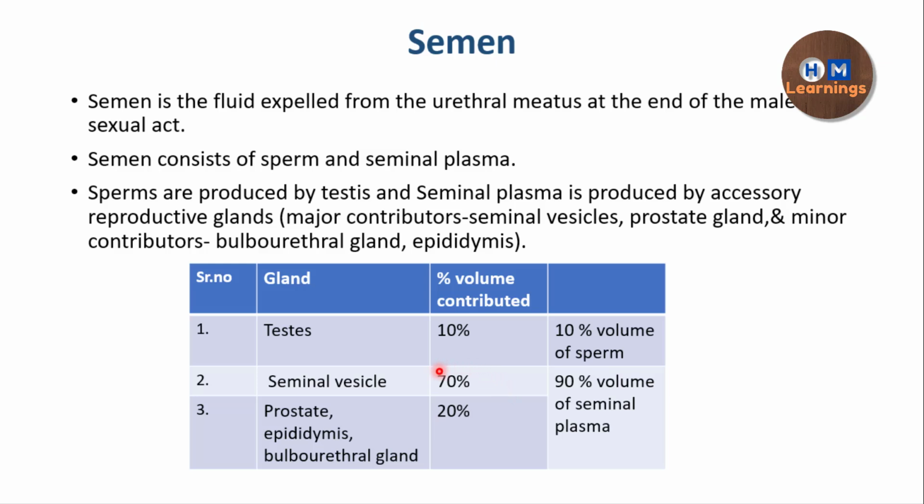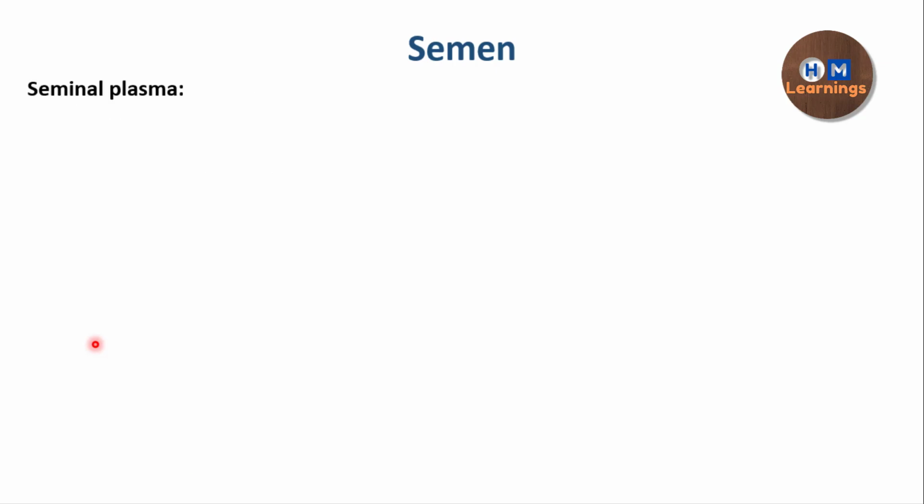So you can see here that the major contribution to the volume of the ejaculate or the semen is actually by the seminal vesicle. So you can relate that when there is a low semen volume, you can first see whether there is any problem with the seminal vesicle, because that is a major contributor of the seminal plasma or the semen. Now we will see what the seminal plasma contains.